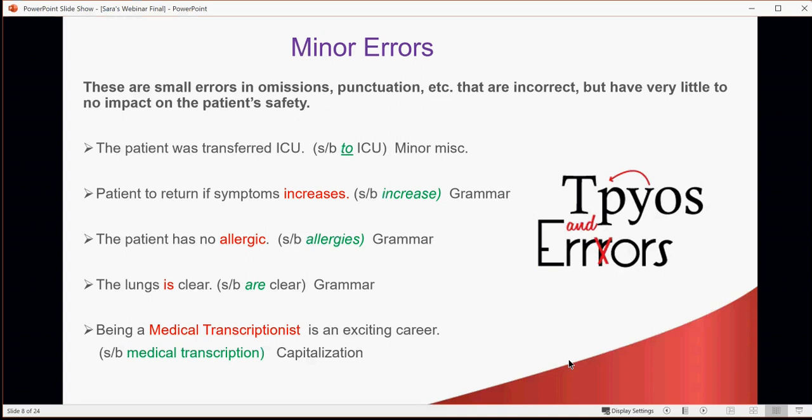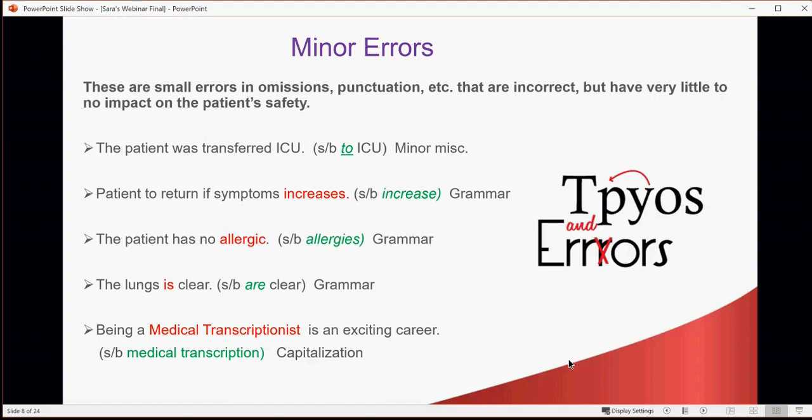That, again, is a grammar error. "Being a medical transcriptionist is an exciting career." Medical transcriptionist should not be capitalized. Medical transcriptionist is a generic type of work. If we replace that with "being a doctor is an exciting career" or "being a lawyer is an exciting career," we wouldn't capitalize that. So there's no capitalization there.